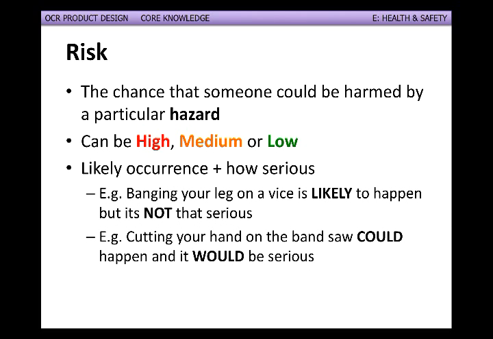For example, if you bang your leg on a vise, that's likely to happen, but it's not that serious. So you might say that in terms of risk, that would be classed as low, whereas cutting your hand on the bandsaw could happen and it would be serious if it happened. However, we have things in place to hopefully stop that, so perhaps the risk may be medium. Certain tools may be classed as a high risk, but hopefully if you've taken steps to reduce all those things, then you should be fine to do them.